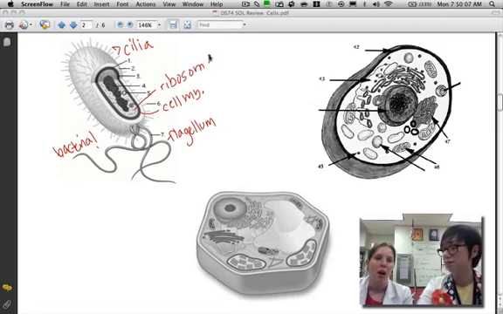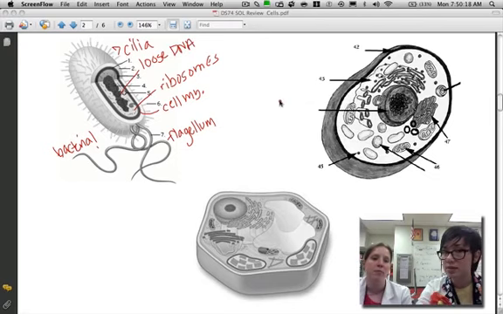Because all cells do. But then when we look at the center of this cell, we do not see a nucleus. Instead, we see a whole bunch of loose DNA in the center. And remember, there's no nucleus. That should make sense to you, right, Miss Hines? Because it's a prokaryote, and we should remember no.